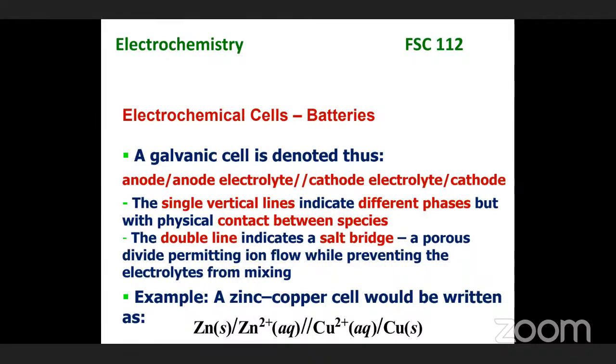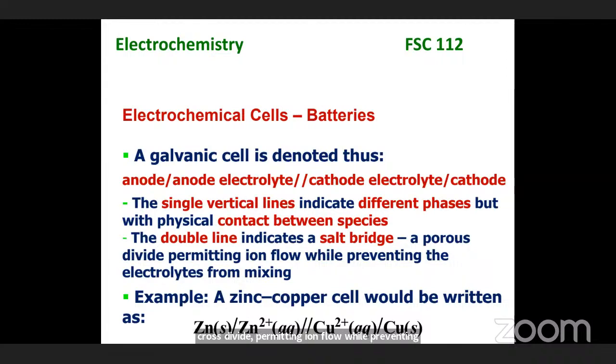Unlike the other electrolyte in the other beaker, you can see it's in a totally different beaker, so they don't make contact at all. The connection they have is that the salt bridge is there. Salt bridge, we've said, is neutral. It will only conduct the ions, it will not participate in the reaction. So the double line indicates the salt bridge, a porous divide permitting ion flow while preventing electrolytes from mixing.